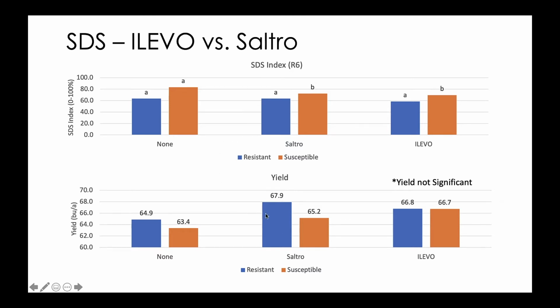When we look at yield, we did not see a tremendous difference in yield here. This could be due to the fact that we had a lot of soybean cyst nematode pressure here, causing some variability across the replicates. However, you can see that the addition of Saltro or Olivo gave us somewhere between 2 and 3 bushels on top of the non-treated control. So at the end of the day, either Saltro or Olivo are pretty comparable in terms of their control of SDS, and I would focus on choosing resistant varieties and then choosing the best seed treatment for SDS in those higher pressure fields.